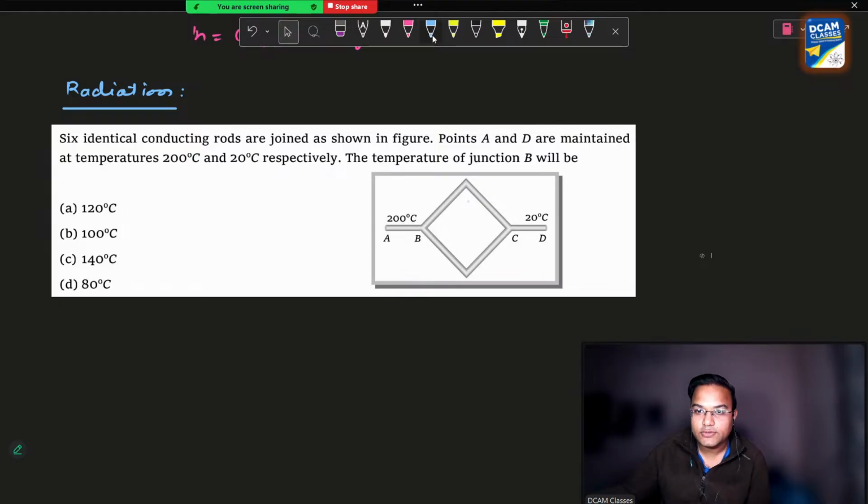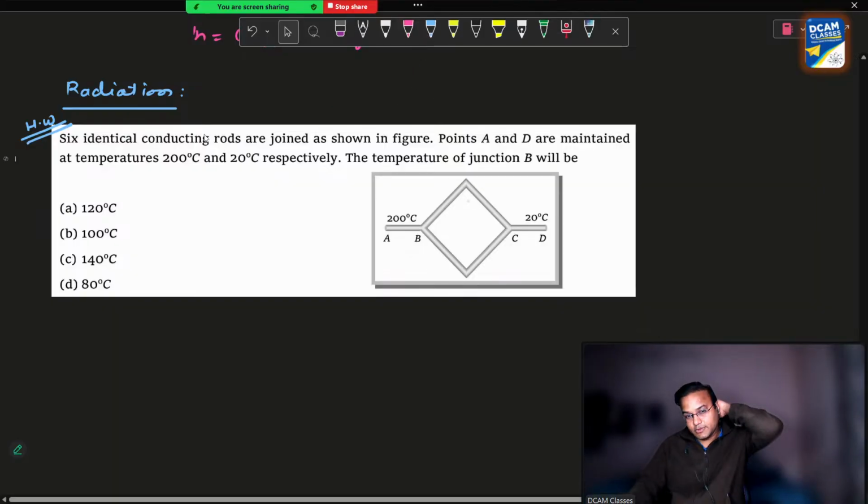Take this question as homework. You will be able to solve it, and then in the next class we'll start the radiation. Because if I start now, nothing will be complete in 1 minute.